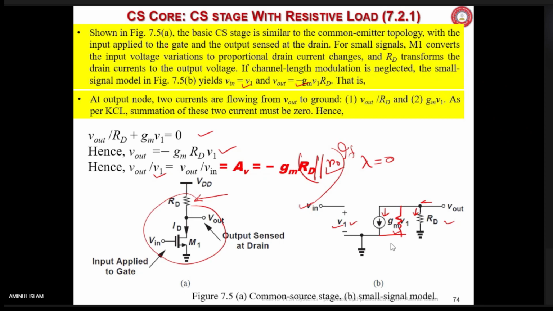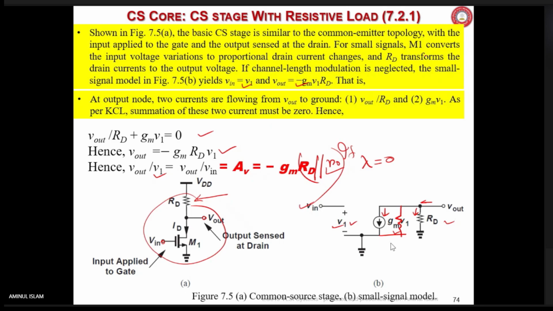In this diagram, the basic CMOS CS stage is similar to the common emitter topology, with the input applied to the gate and the output sensed at the drain. Input is applied here. It is nothing but, say, the transducer or microphone generated voltage, very small voltage, that may be 1 millivolt or even less than that. And output is taken from the drain node of the M1.